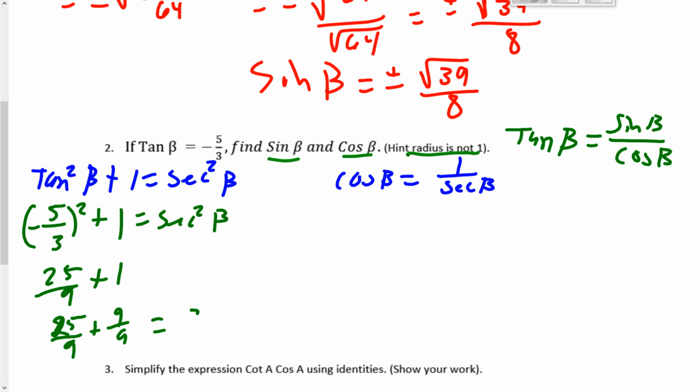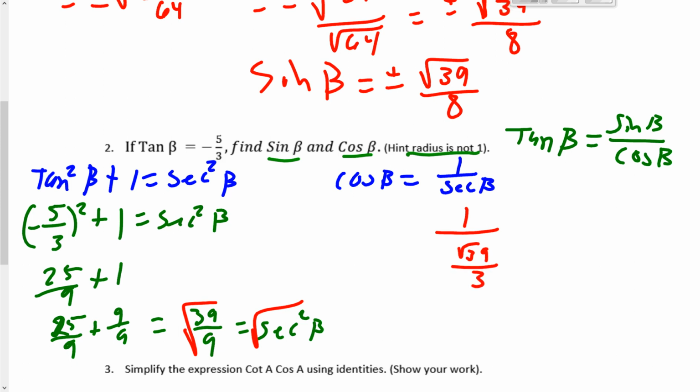So that equals 34 over 9, and then we're going to take the square root, because we have secant squared of beta, so we square root both sides. That's square root of the top and square root of the bottom, so our secant, which is what we need for cosine, is square root of 34 over 3. Then we can flip that, so that's 3 over 39, or not 39, 34. I was thinking from the previous answer. Sorry, that's 34.